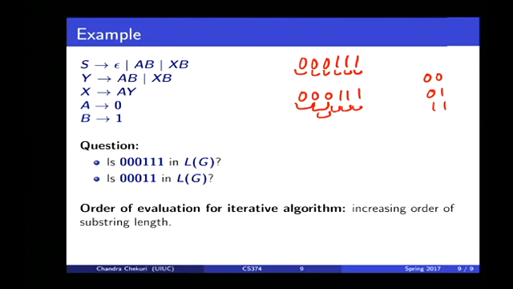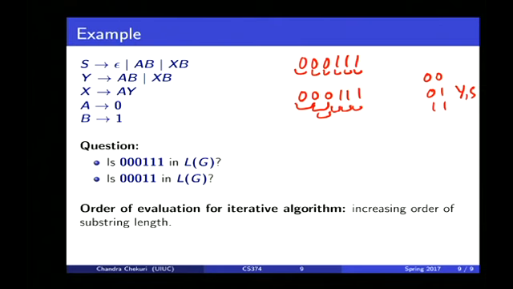Now what about 0, 1? Who can derive 0, 1? Y can derive 0, 1, right? Why? Because Y goes to, we split 0, 1 as 0 and 1, and we know already that A can derive 0 and B can derive 1 because they're length 1 substrings. So this one can be derived by Y and also S, and nobody else. And 1, 1 cannot be derived by anybody, right?